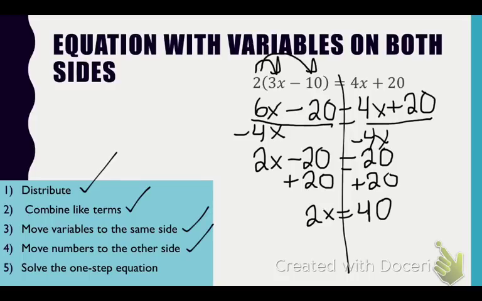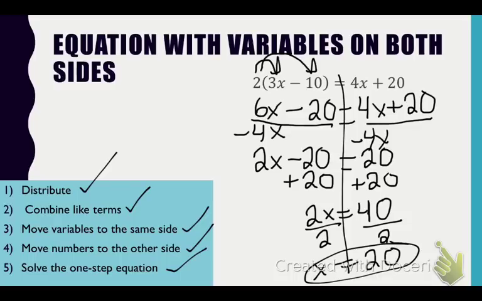Numbers are on the same side. Then my last step is solving the one-step equation, and I do that by either multiplying or dividing. So in this case, I'm going to divide. Since this is 2 times x, the opposite is divide by 2. X equals 20. And I followed all my steps, and now I'm done.